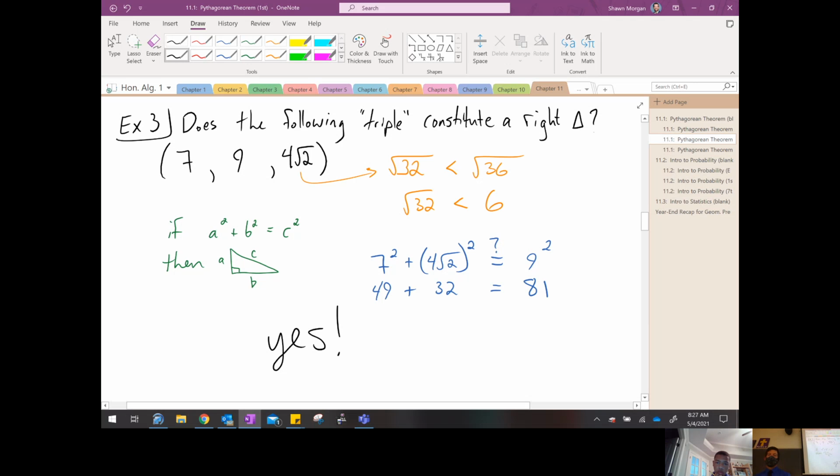Because 4 radical 2 is not an integer. Good question, Will. A Pythagorean triple is defined as 3 integers. In other words, 3 nice numbers that fit into the Pythagorean theorem. A real good practice question for you guys to make sure you understand. Okay? Checking to see whether or not something is a right triangle. Now, go ahead, Luke.